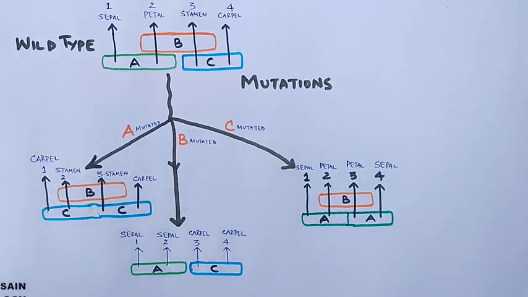So these are the possible phenotypes when A or B or C class genes are mutated. So this is all about ABC model of flower development.